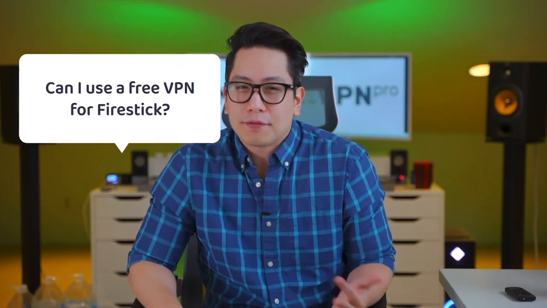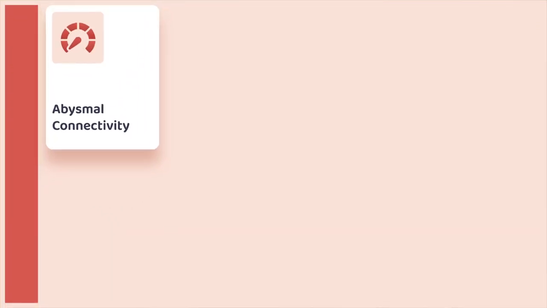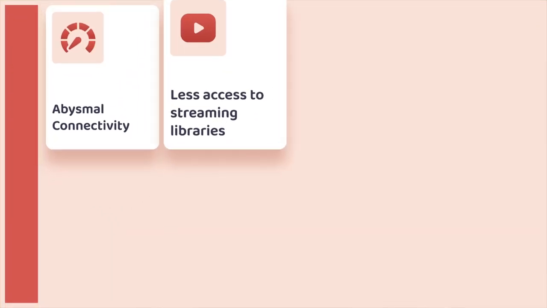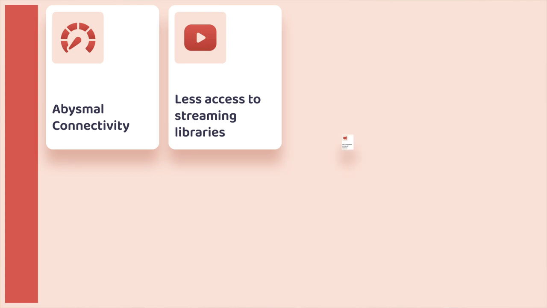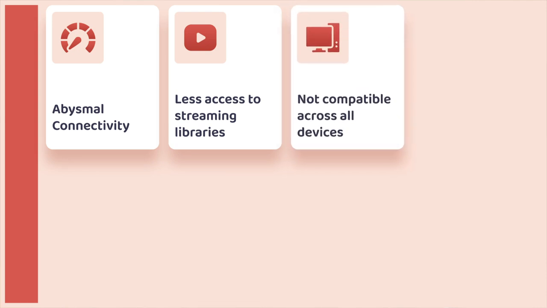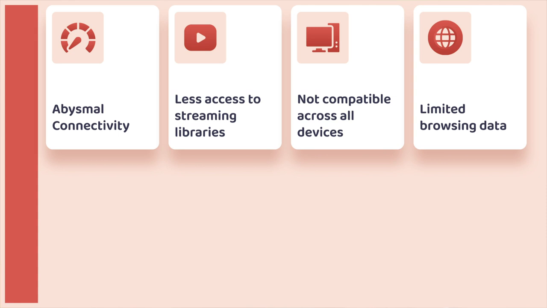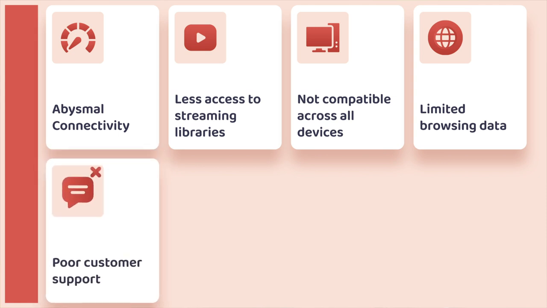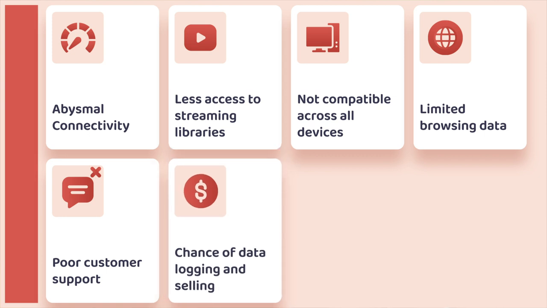Now, that brings me to an always heated debate. Should we or should we not use a free Firestick VPN? Free VPNs, no matter which device you use them on, aren't really recommended. And here's why. Almost all free VPNs have abysmal connectivity. They have less access to streaming libraries, and are not compatible across all your devices. They usually limit browsing data. Most free VPNs offer poor to no customer support at all. There's always a chance of data logging and selling.